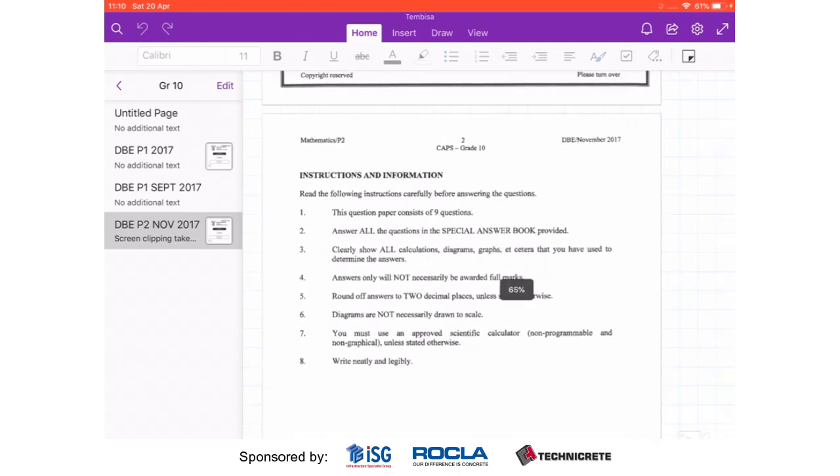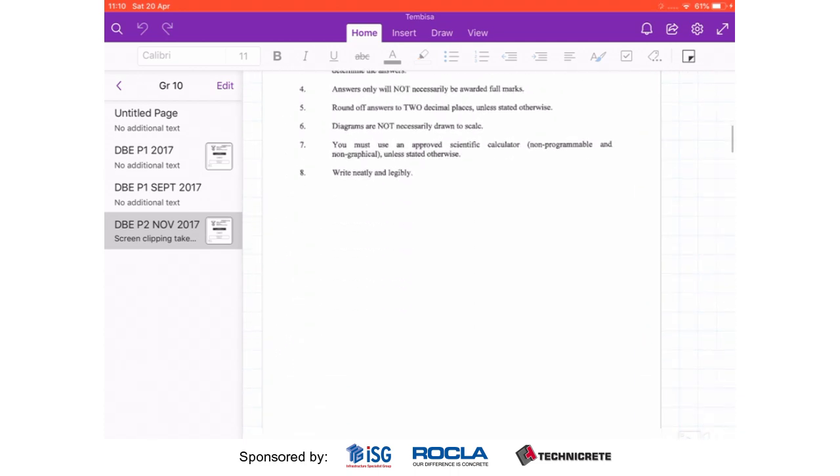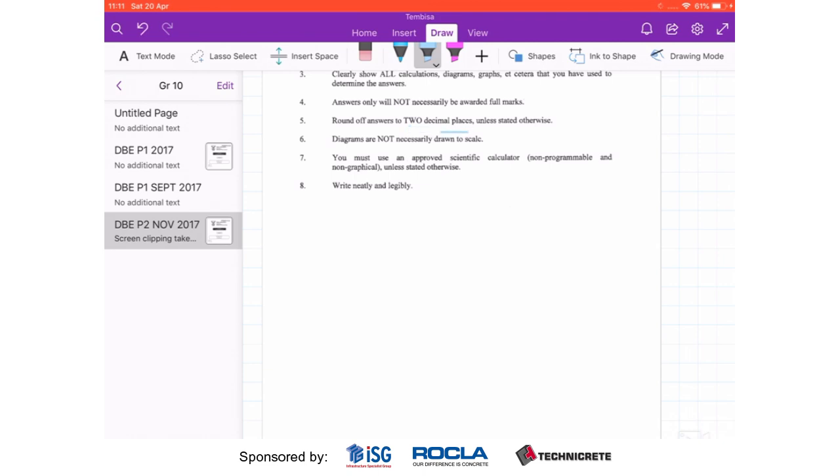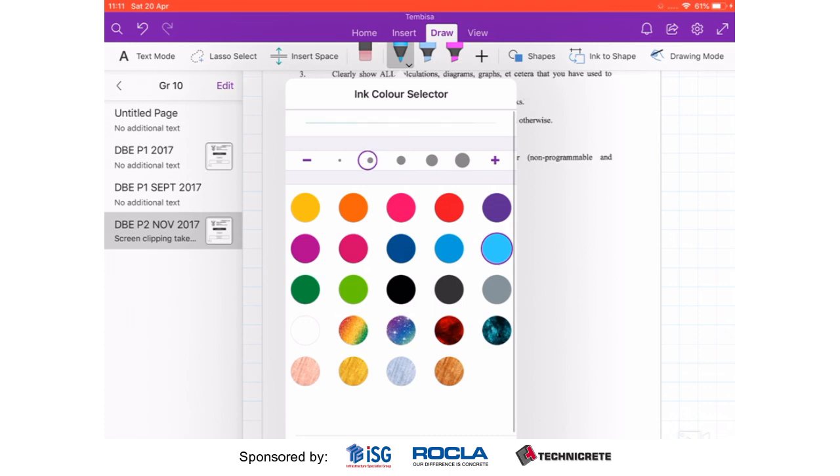Okay, so this is just the instructions and information. Always remember to round off to 2 decimal places. That is a very important point, especially in trig. You also should make sure that your calculator is in the degree mode. Otherwise, the majority of your trig answers are going to be incorrect.